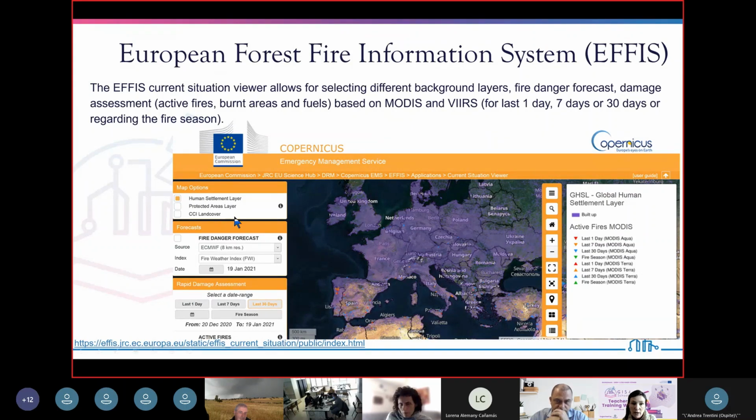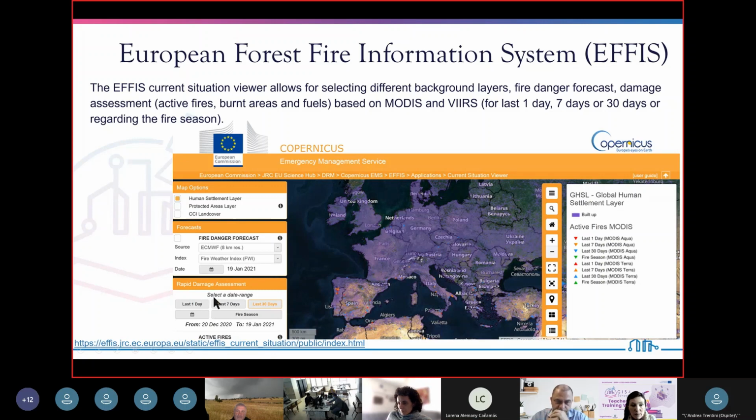You can see that in the web interface you can select different types of background layers, such as, for example, the human settlement layer that will be introduced this afternoon during the practice. It's information about the presence of buildings, automatically extracted from satellite imagery. The land cover, the Corine land cover, or protected areas.